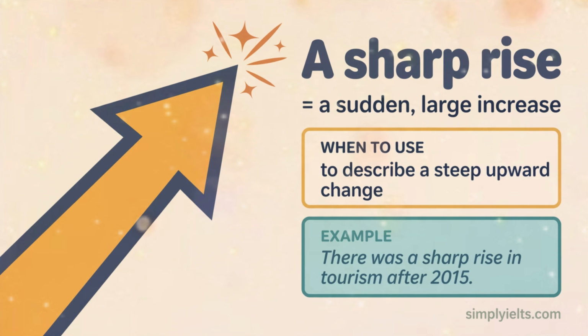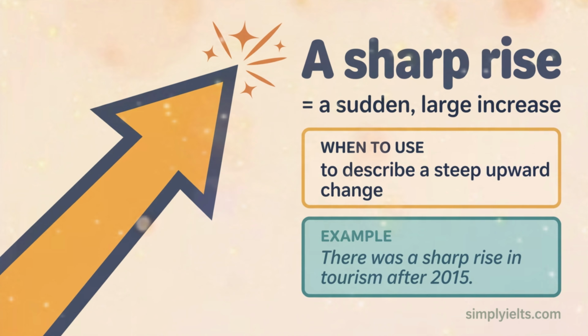If a trend stops changing after a period of growth, it has plateaued. An example would be, growth plateaued at around 5% in 2018. To describe a fast and steep drop, use the word plummeted. You could write, the number plummeted to just 50 in March.